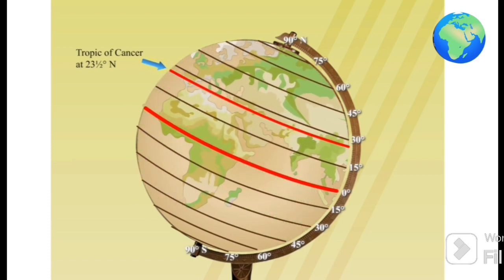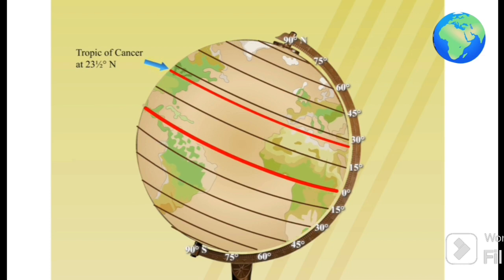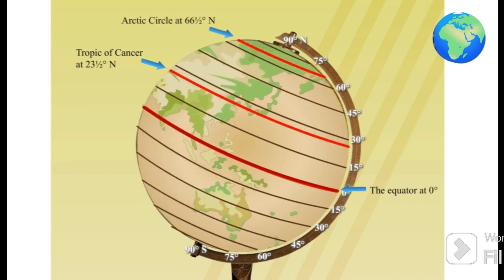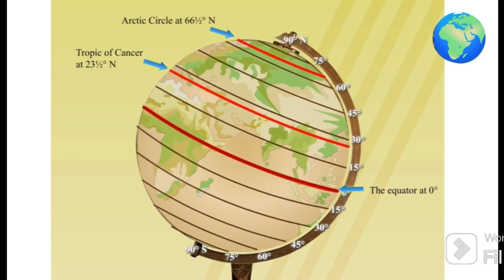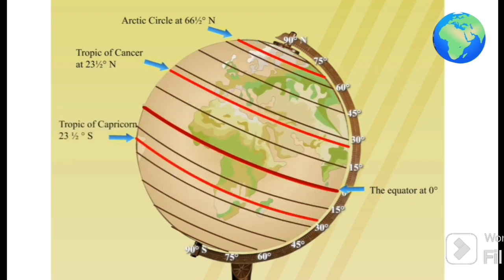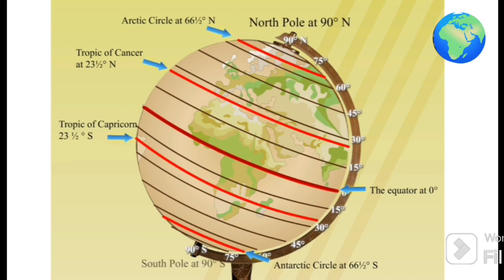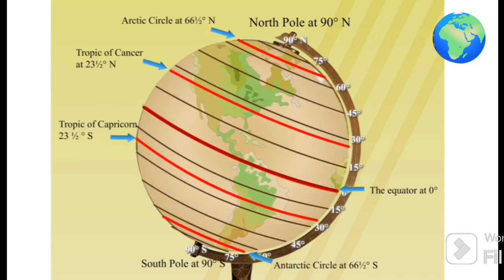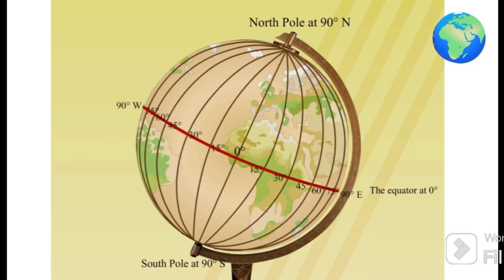The important lines of latitude are the Tropic of Cancer at 23.5 degrees north, the equator at 0 degrees, the Arctic Circle at 66.5 degrees north, the Tropic of Capricorn at 23.5 degrees south, the Antarctic Circle at 66.5 degrees south, the North Pole and the South Pole at 90 degrees north and south respectively.